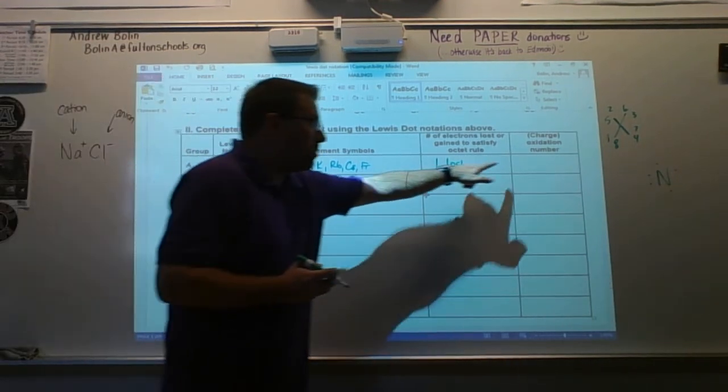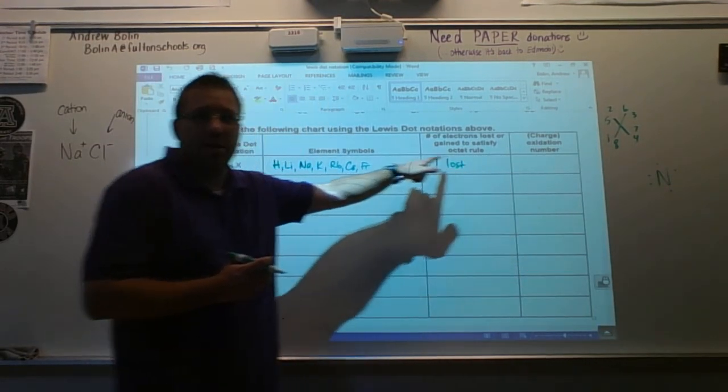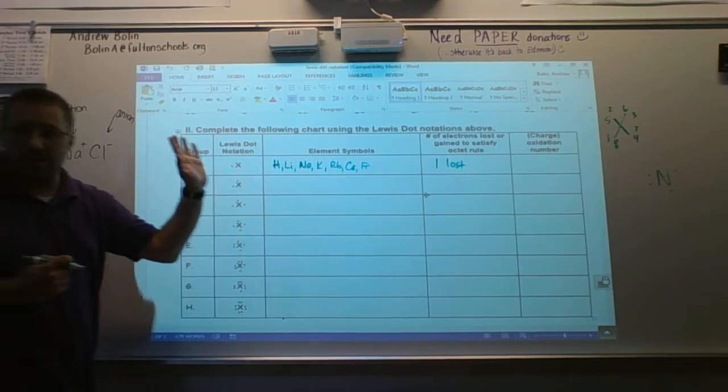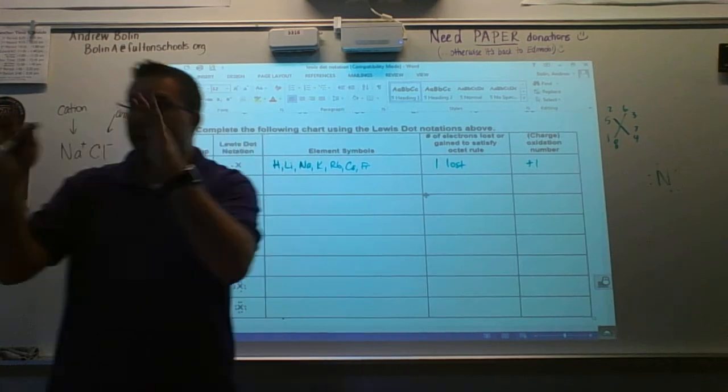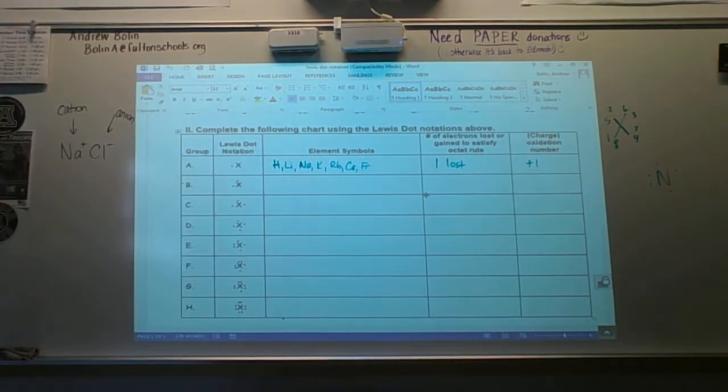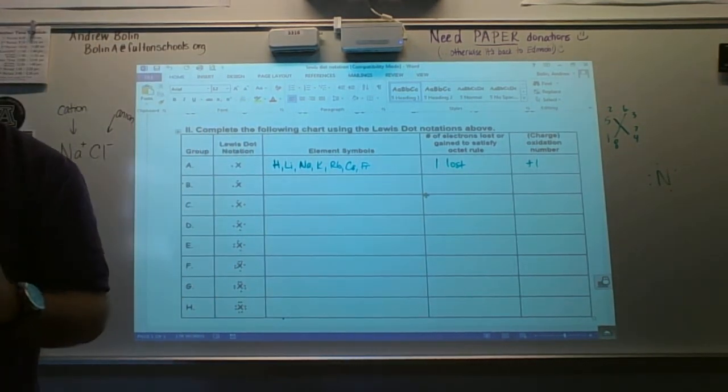All right, so the charge or the oxidation number for everything in group A is a +1. That's because we're losing that one electron. By losing that electron, you're now becoming a positively charged ion.